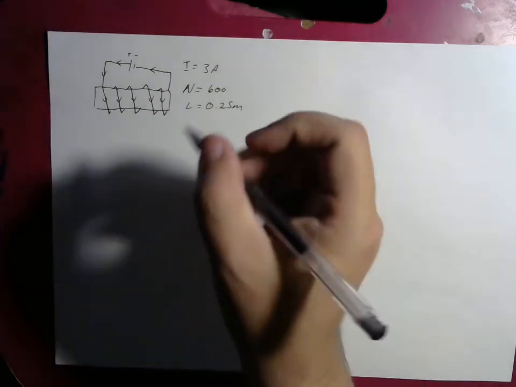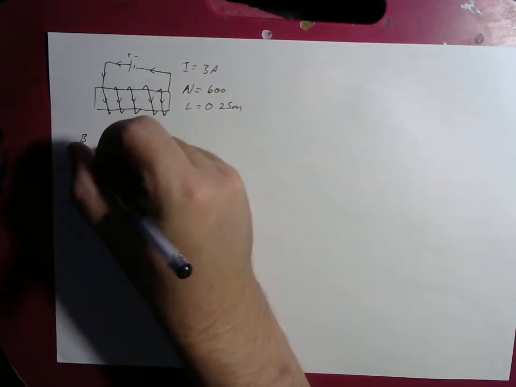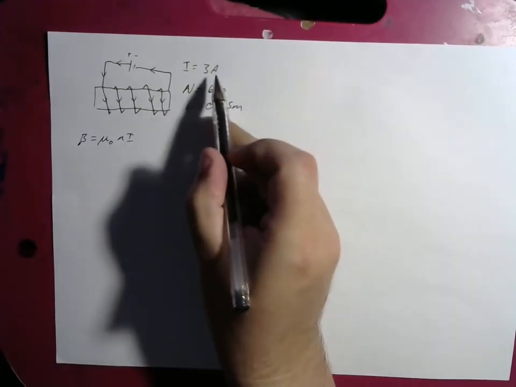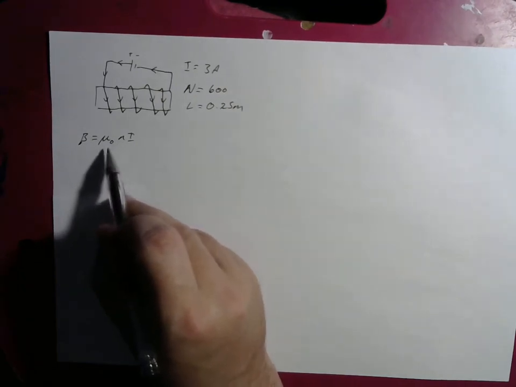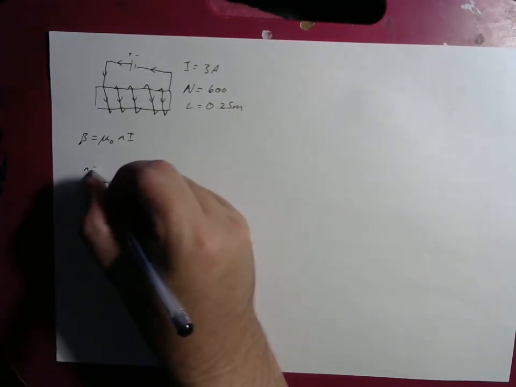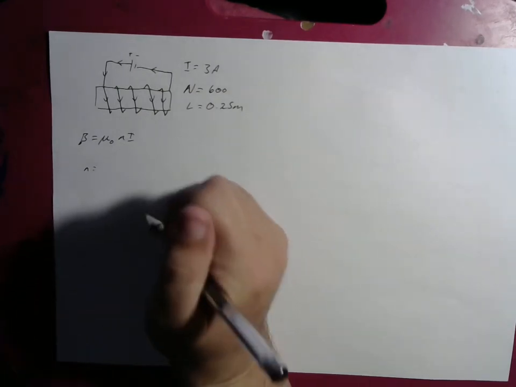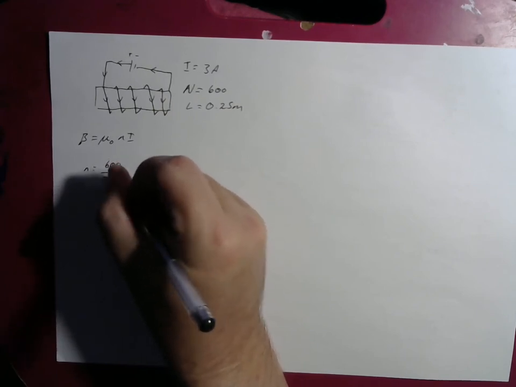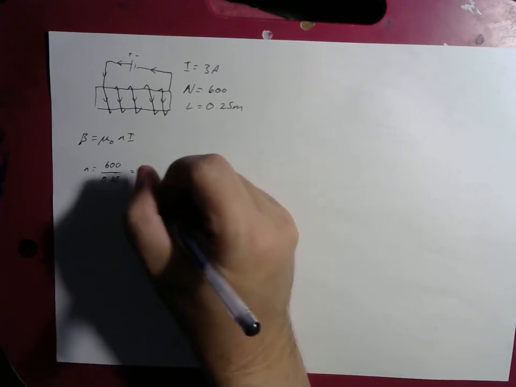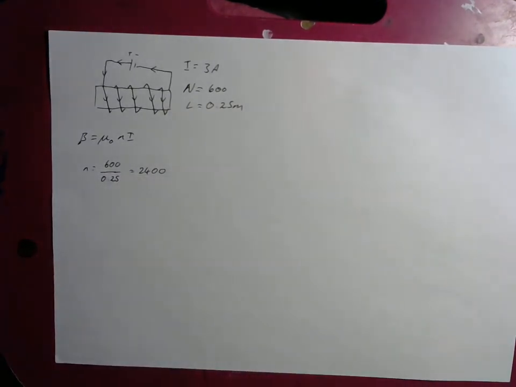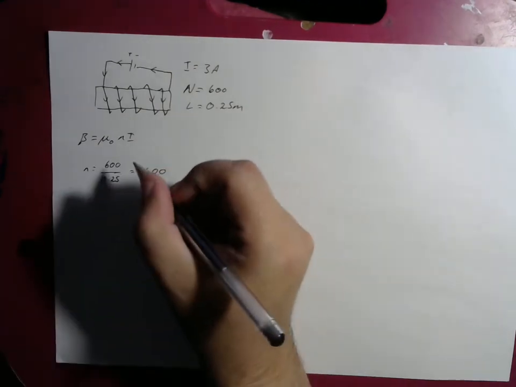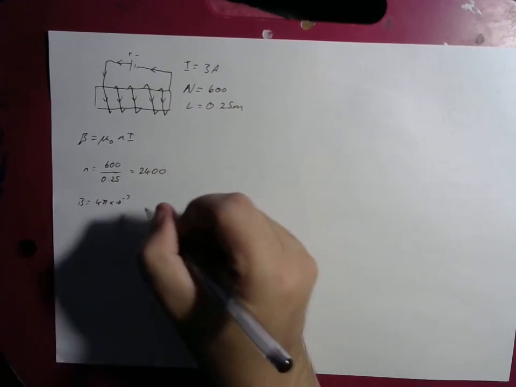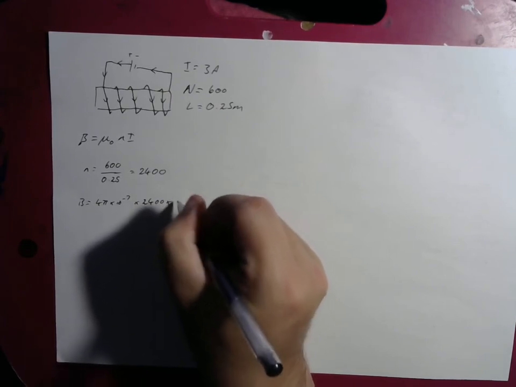So, we're dealing with a solenoid, so we know that B equals mu naught n times I. Now we've got our I, but we don't have our n, and mu naught is just a constant. So we know little n equals, because we're after the number of turns per meter, 600 divided by 0.25, which in this case would equal 2400. Okay, now we can substitute all these numbers in, and we would get that B equals 4 pi times 10 to the negative 7 times 2400 times 3 amps.